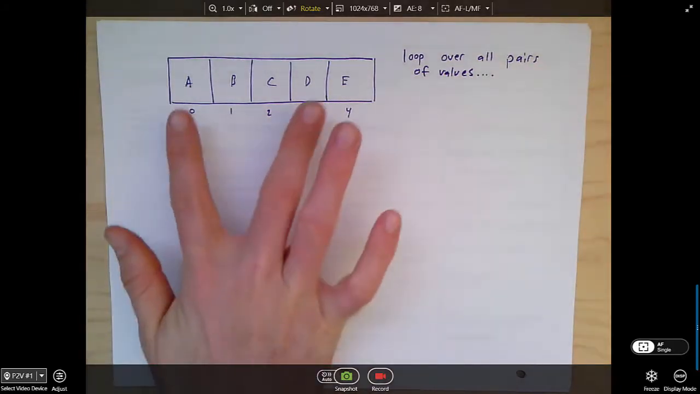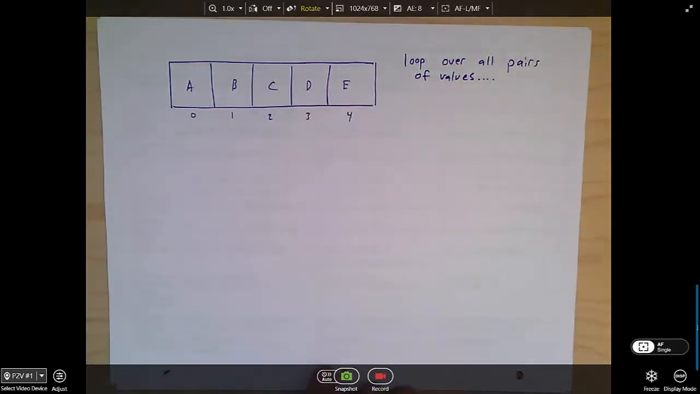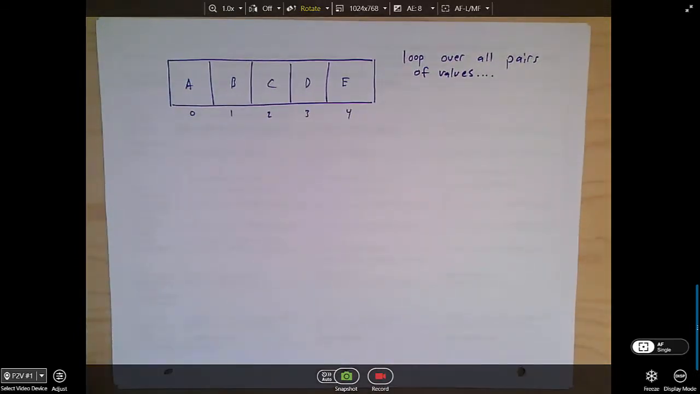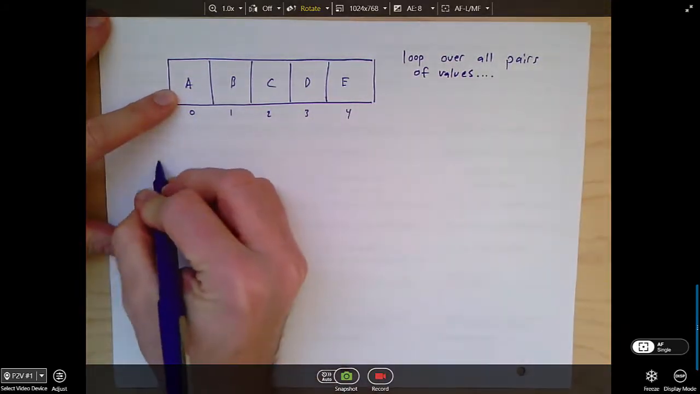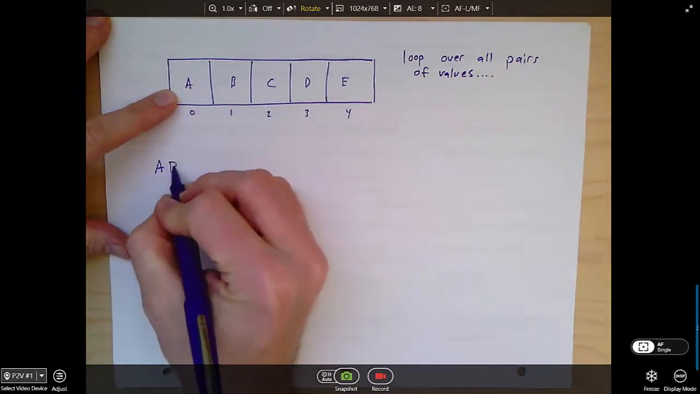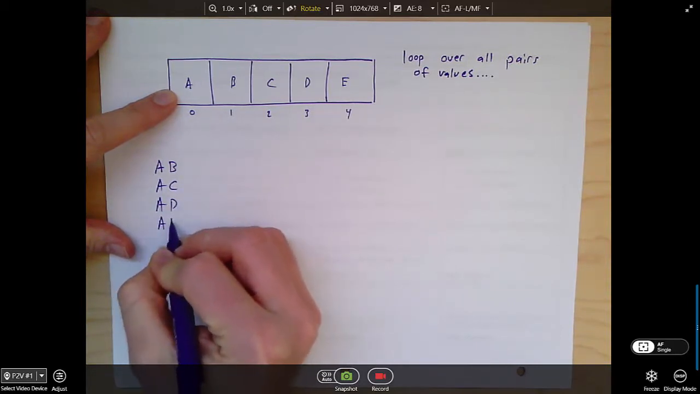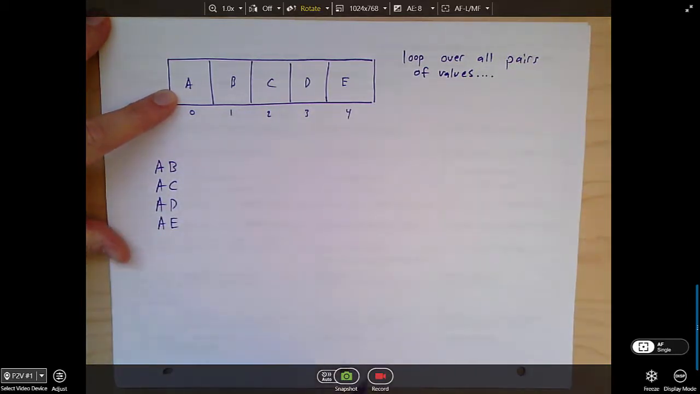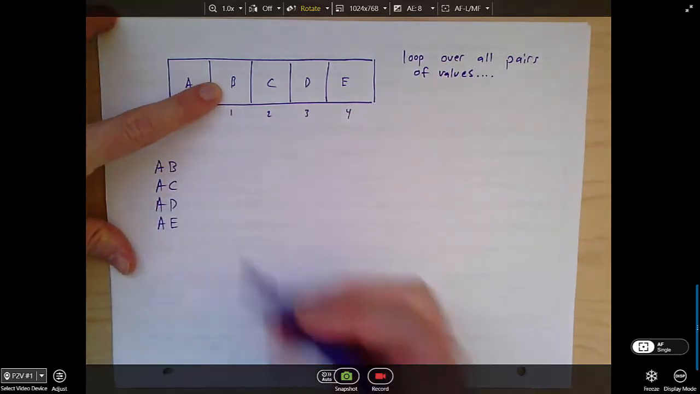If I want to visit all pairs of values in this array, I want to be sure I'm not going to miss any, so I need a systematic approach for doing this. I think a systematic approach that makes sense to me is I'm going to start with the first thing, and I'm going to match it with all of the other things. So I'm going to match A with B, and then with C, and then with D, and then with E. Now I'm sure that I've matched A with everything, so I can move on to B.